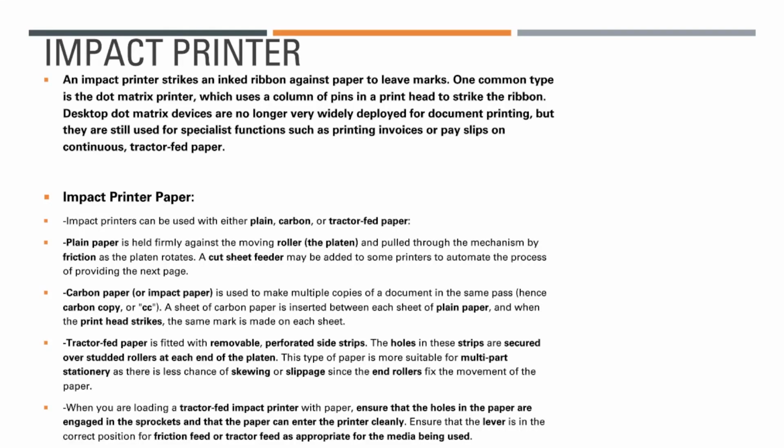Tractor-fed paper is fitted with removable, perforated side strips. The holes in these strips are secured over studded rollers at each end of the platen. This type of paper is more suitable for multi-part stationery, as there is less chance of skewing or slippage since the end rollers fix the movement of the paper. When you are loading a tractor-fed impact printer with paper, ensure that the holes in the paper are engaged with the sprockets and that the paper can enter the printer cleanly. Ensure that the lever is in the correct position for friction-fed or tractor feed as appropriate for the media being used.